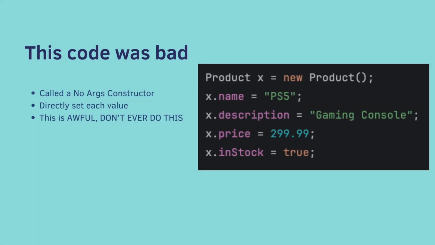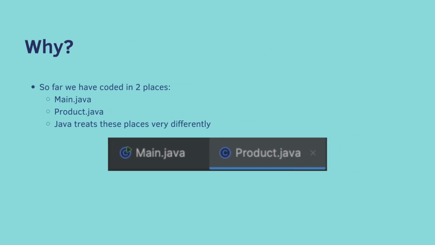So a few videos ago, we wrote this code. We called a no arguments constructor, and then we directly set each value. x.name is equal to ps5. This is awful. You should never do this. We only did this because we weren't ready to talk about constructors. So why is this code bad?